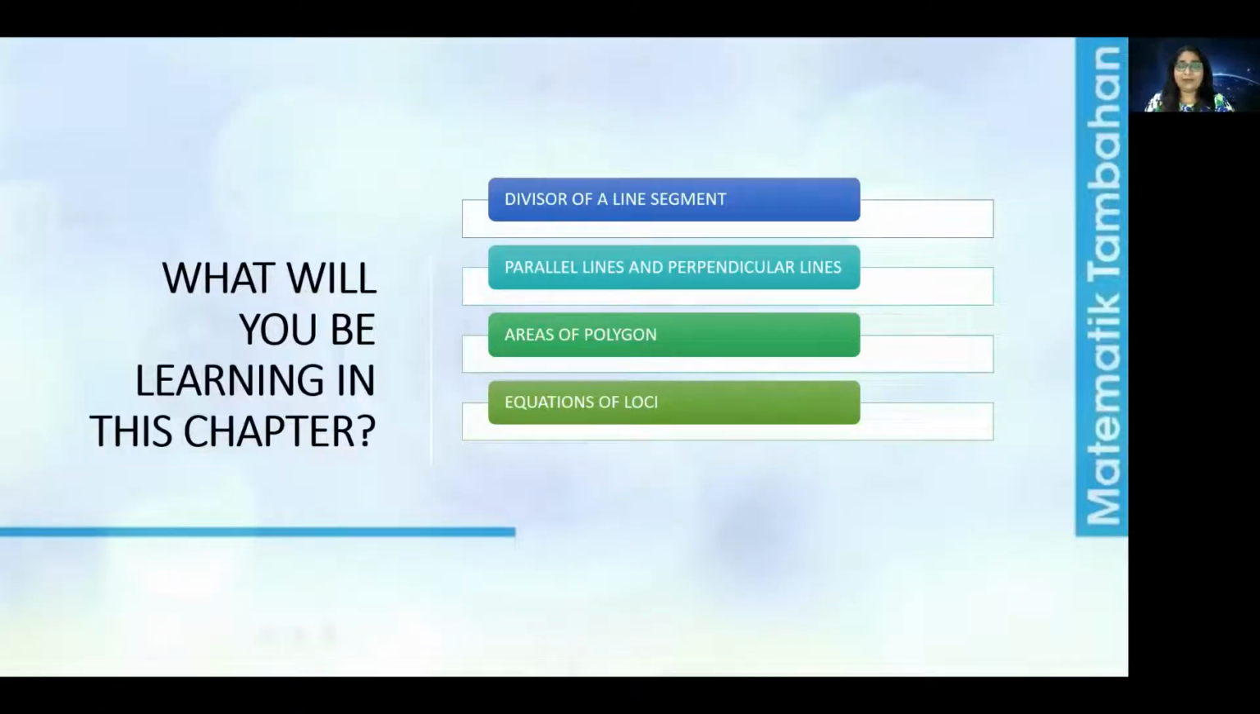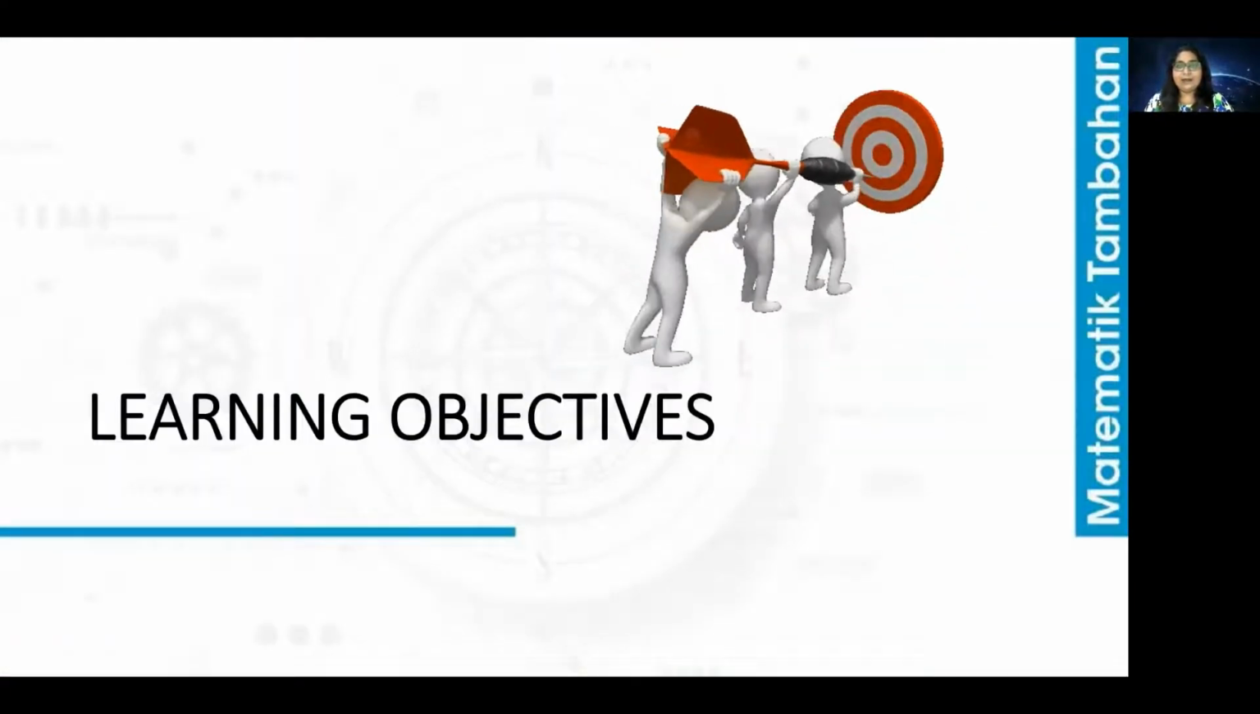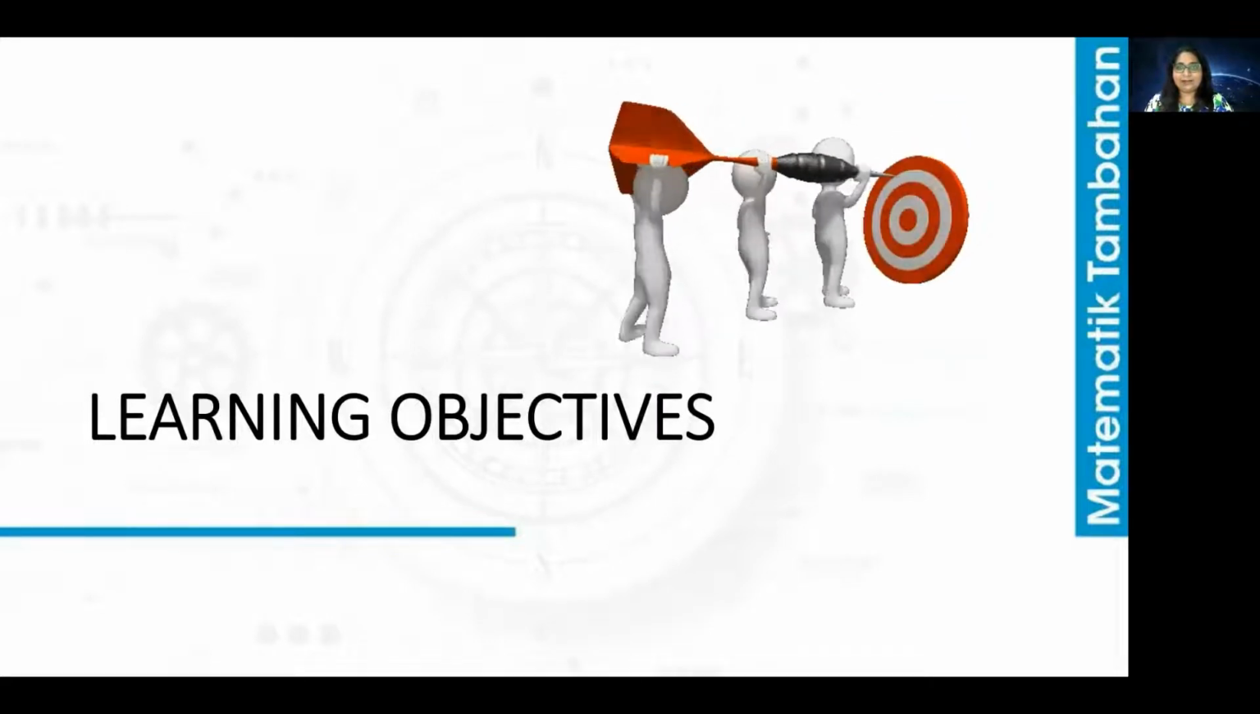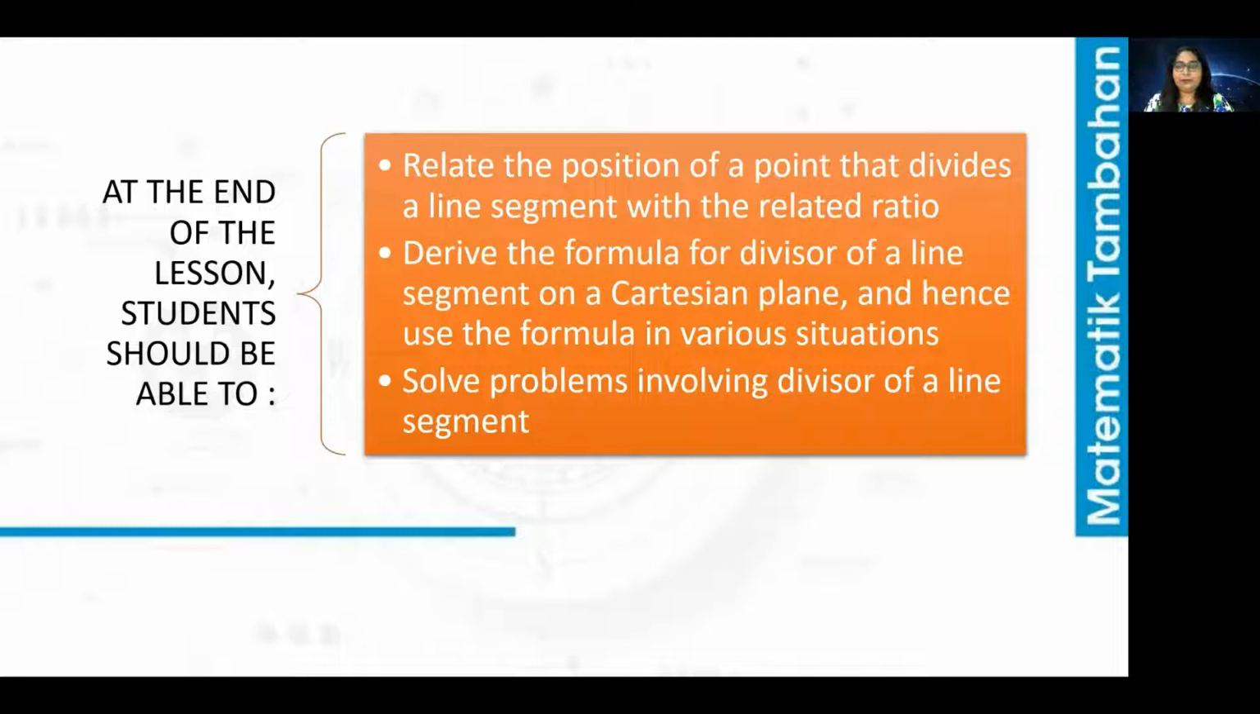This chapter is divided into 4 different subtopics, namely, divisor of a line segment, parallel lines and perpendicular lines, areas of polygon and equations of loci. In this lesson, we will be looking at divisor of a line segment. Let us now look at the learning objectives of this lesson. To relate the position of a point that divides a line segment with the related ratio, to derive the formula for divisor of a line segment on a Cartesian plane, and hence use the formula in various situations, solve problems involving divisor of a line segment.